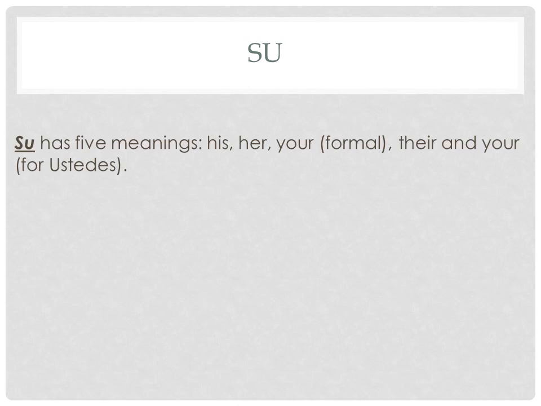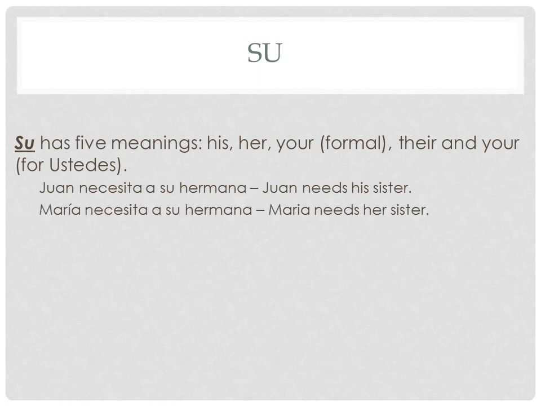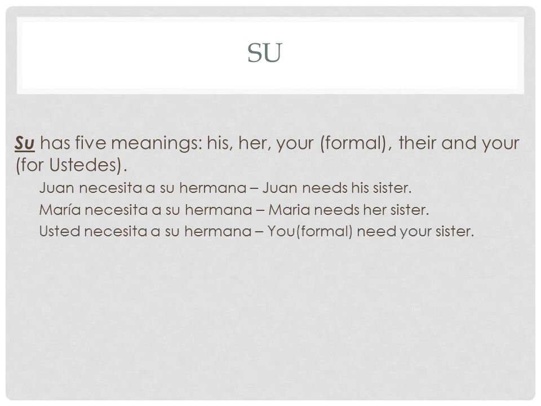Su. Su has 5 meanings. His, her, your formal for usted, their, and your for ustedes. Let's look at some examples. Juan necesita a su hermana. Juan needs his sister. So in here it means his. María necesita a su hermana. Maria needs her sister. In this case, it means her.